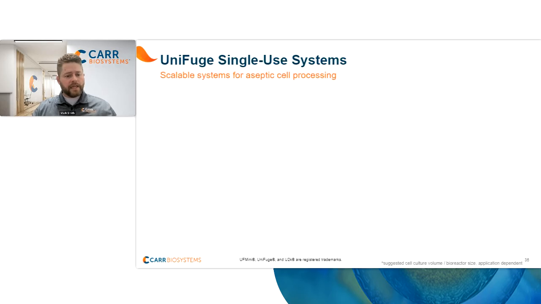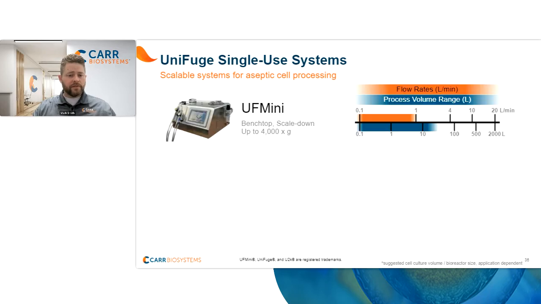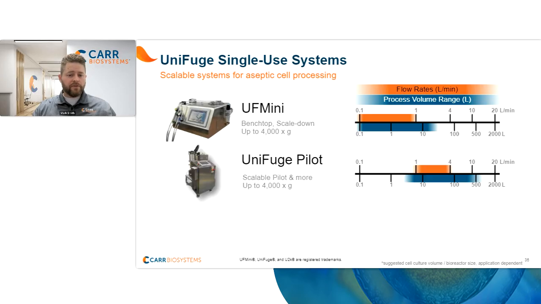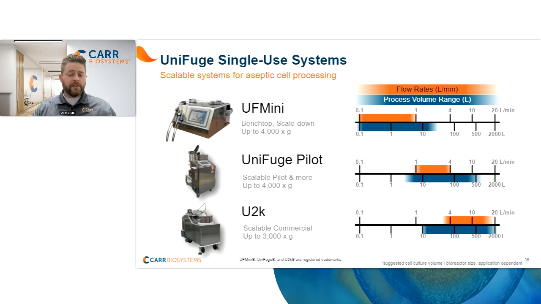So then if you look at scaling, what do we have in terms of an offering? What does the unifuge provide? We have the UF Mini equipment, which can flow from between 100 milliliters a minute up to 1 liter a minute, and can fit on your bench top. We have the Unifuge Pilot, which can flow from around 1 liter a minute to 4 liters a minute. And we have the U2K to a very large commercial scale, flowing from 4 to 10 plus liters a minute.